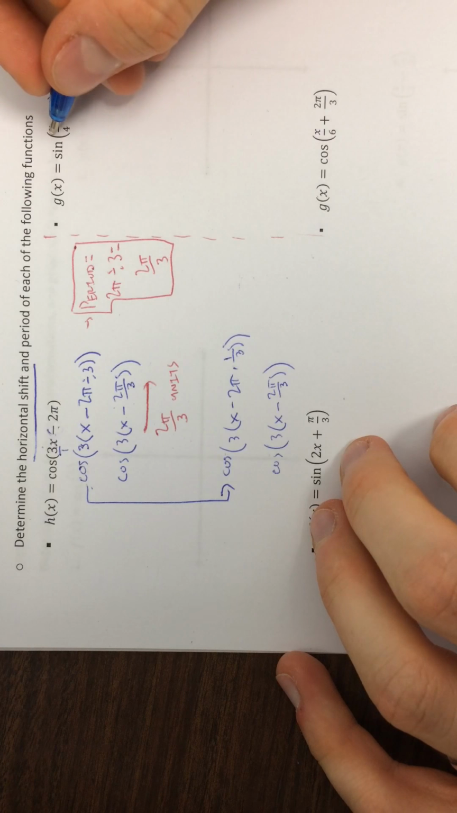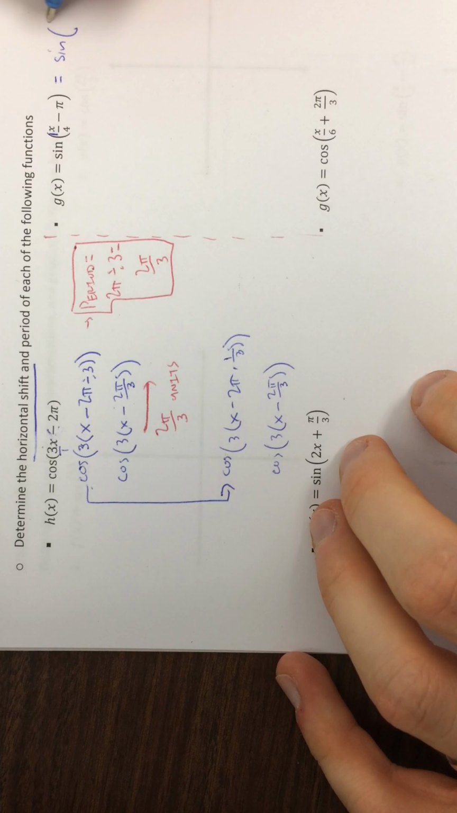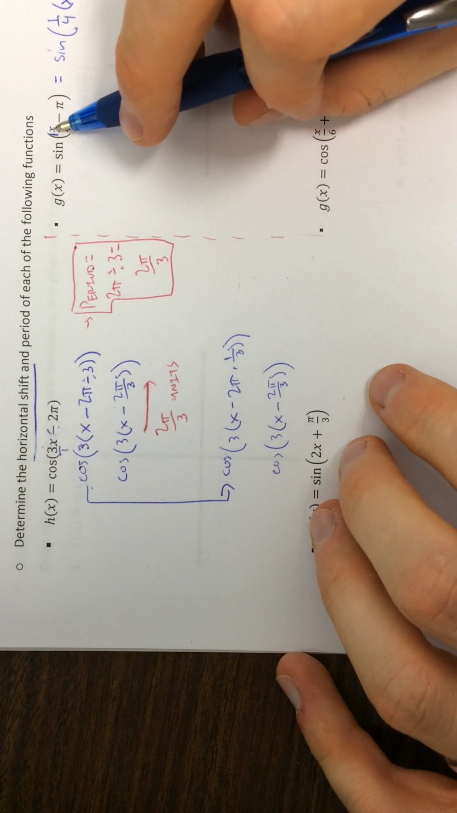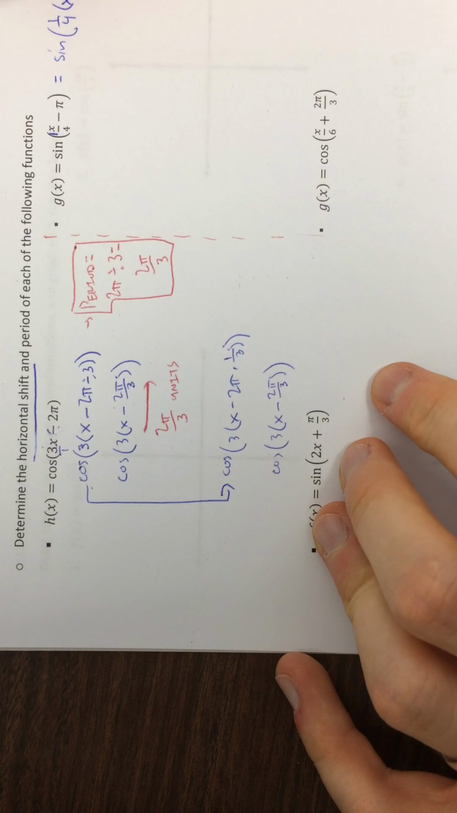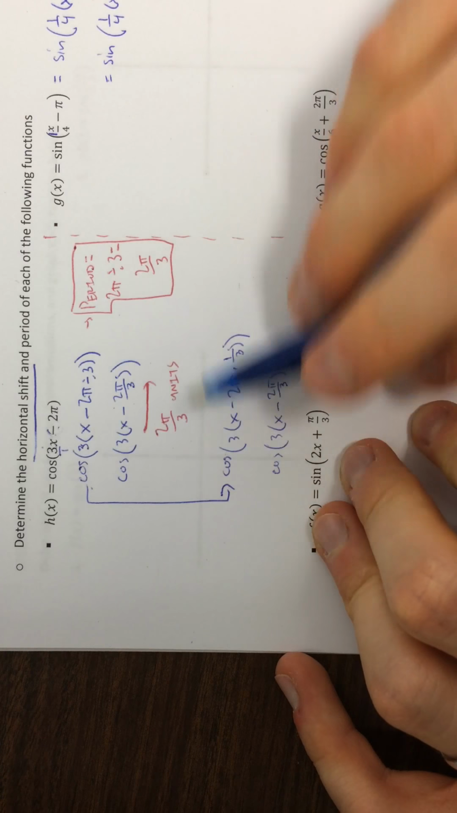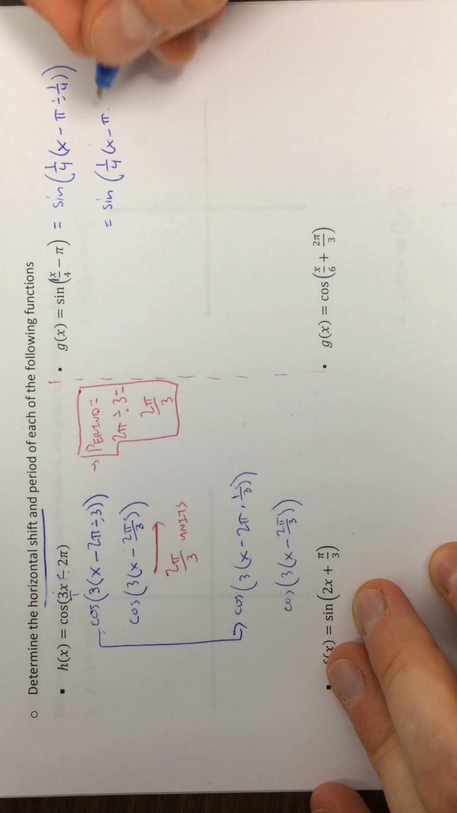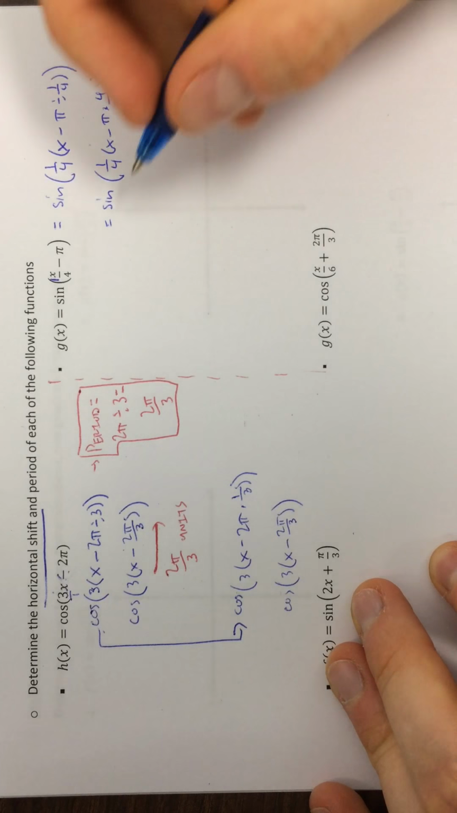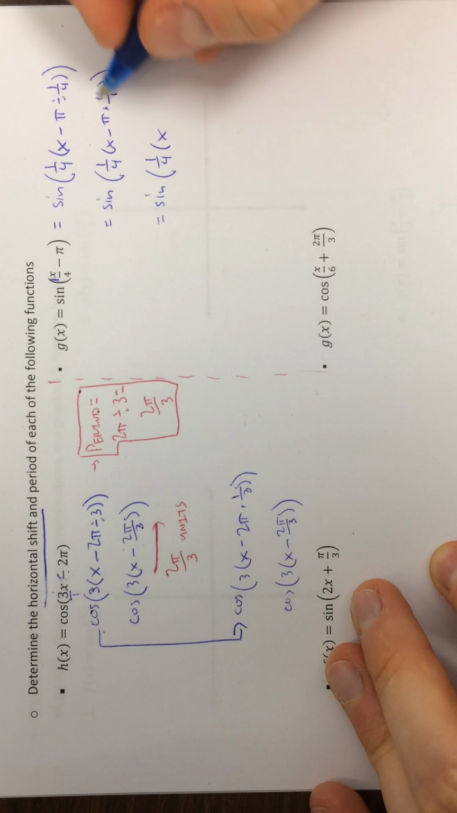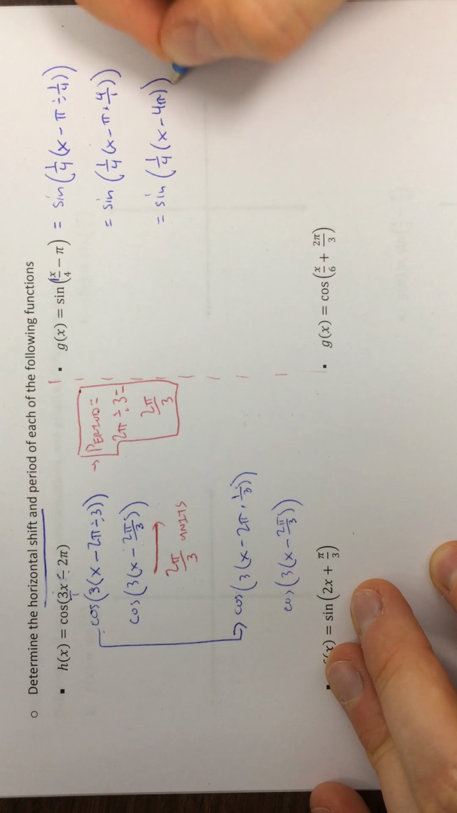So here, x is being multiplied by 1/4. So we have to factor out a 1/4. If I factor out a 1/4, that means I have x on its own, which means I have to divide pi by 1/4. Or multiply, because if we divide fractions, we're multiplying by the reciprocal. So x, pi times 4 would give us 4 pi.